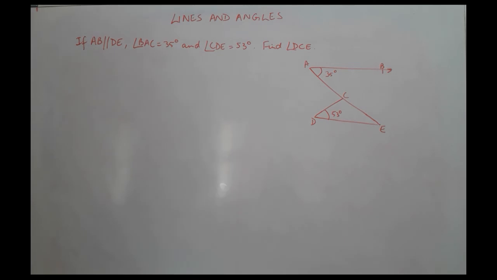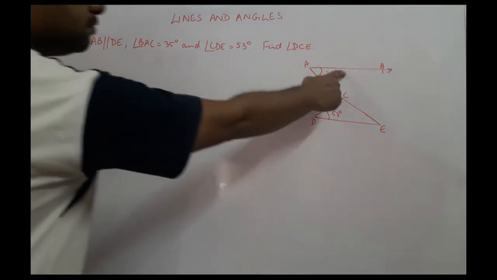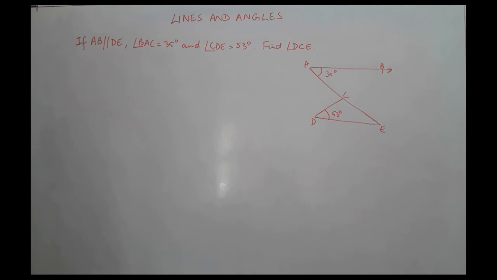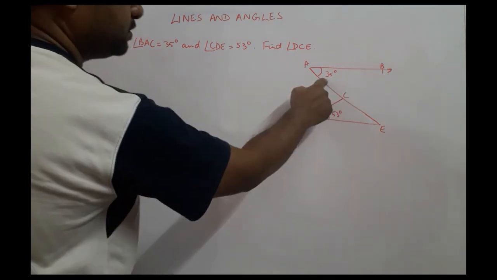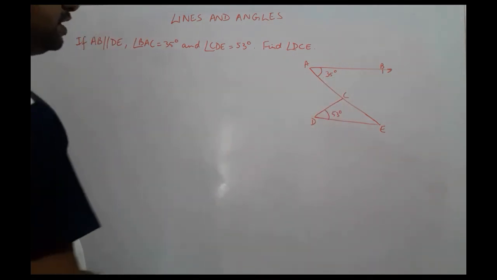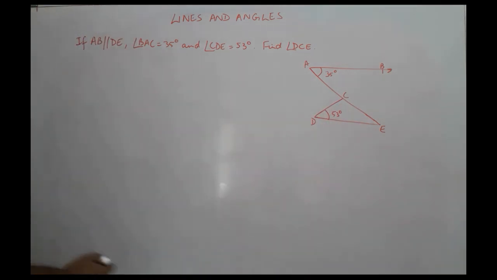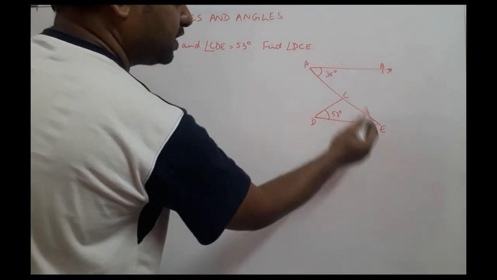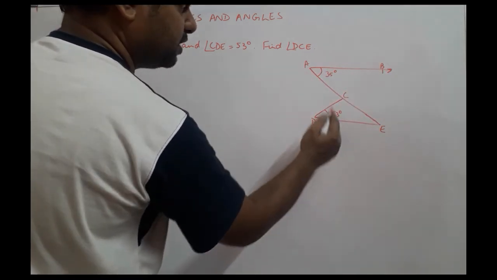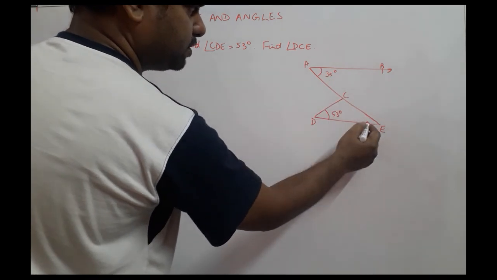Okay, our next problem is: if AB is parallel to DE, angle BAC is equal to 35 degrees and angle CDE is equal to 53 degrees, find angle DCE. Now since these two are parallel, we can say that this is in Z fashion. That means this angle should be equal to this angle.